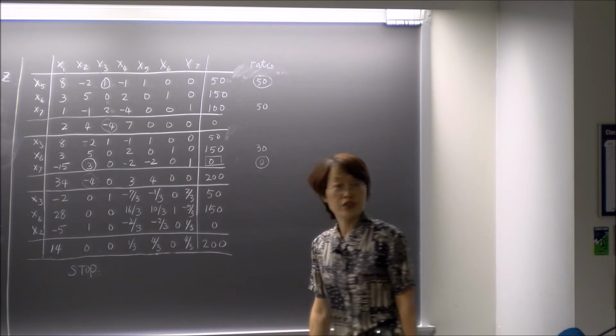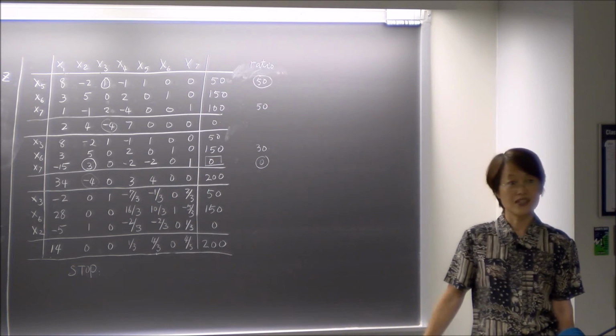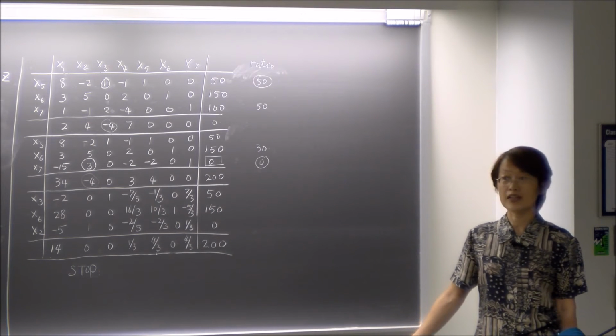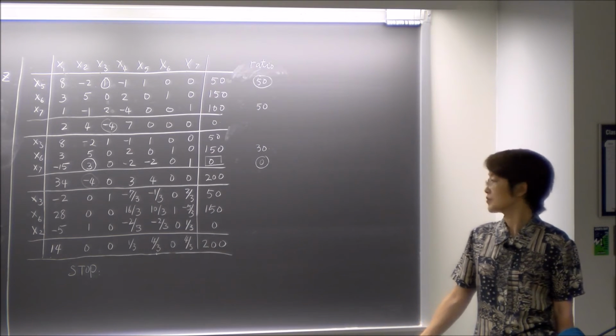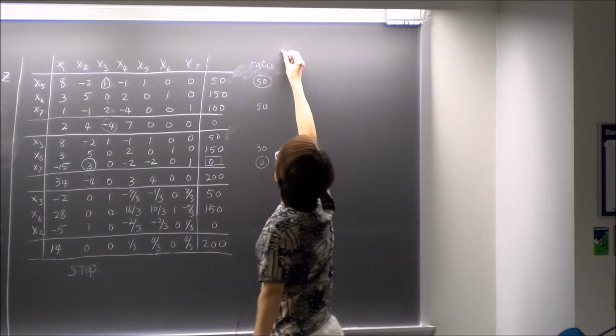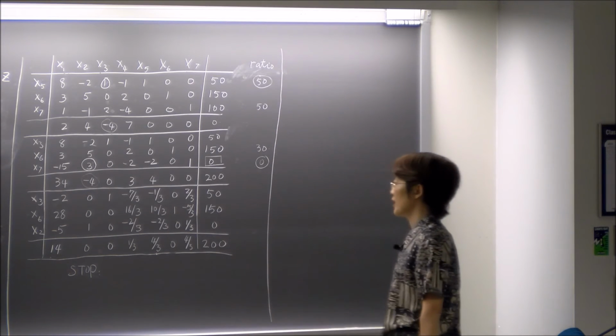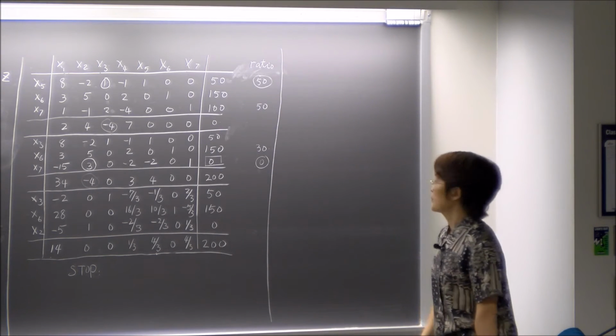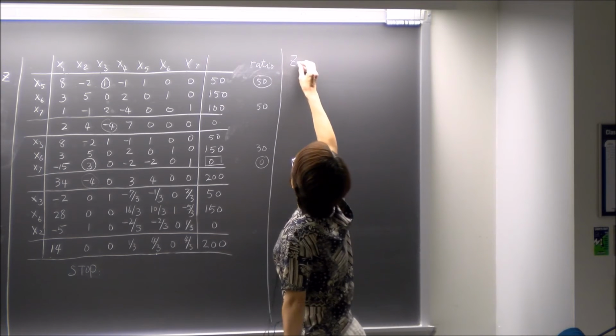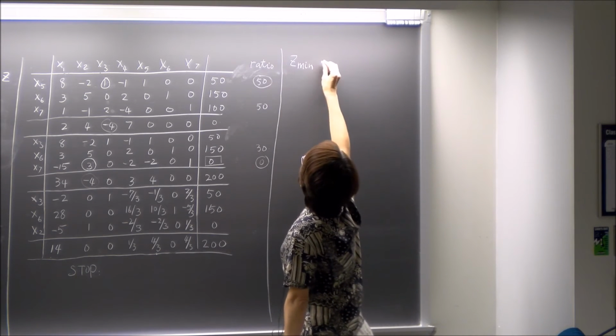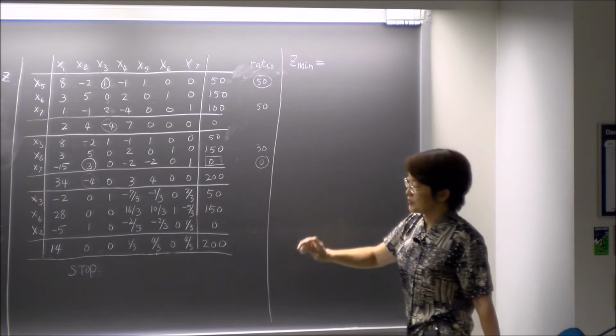It's done. I have reached the minimum. Is that clear? How do I know I can stop? Is it clear? All right, so let's conclude. So what can we conclude now? The Z min, what would that equal to?